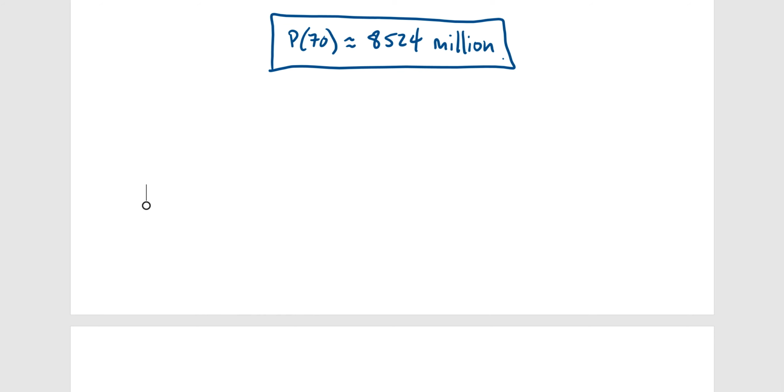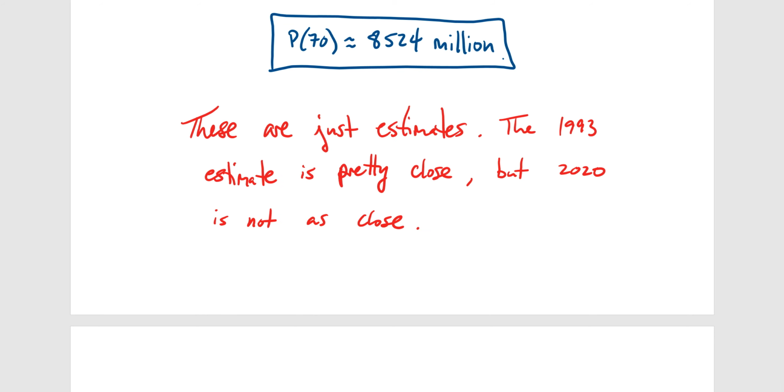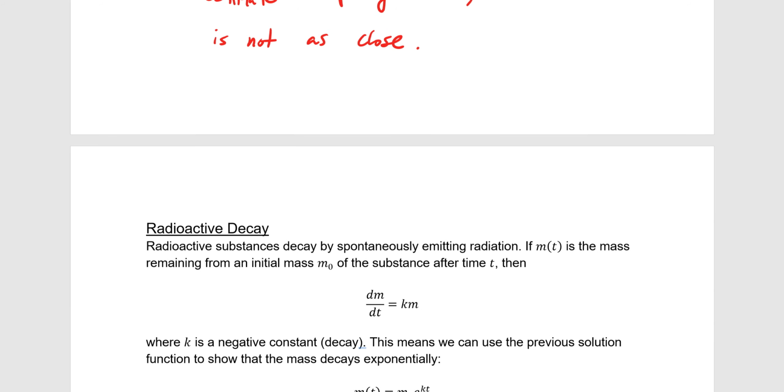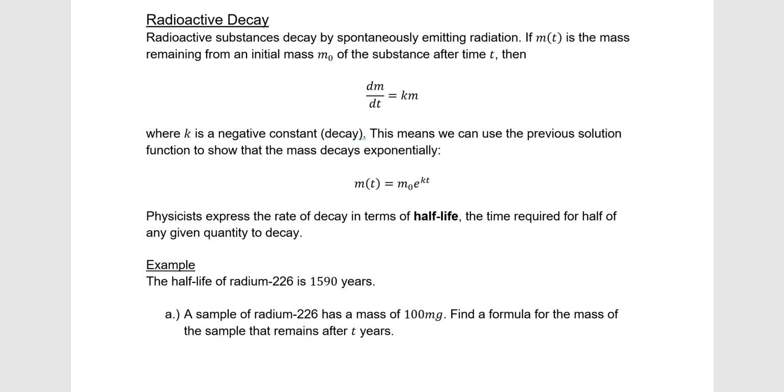These are just estimates. And if you wanted to go ahead and look up the actual population in 1993 and the actual population in 2020 and compare them with these numbers, you'll see that the 1993 one is pretty close and the 2021 is not as close. So this is where we would use statistical methods to help us verify accuracy. Okay, so that brings us to the next topic using the same techniques. So that's the one good part.